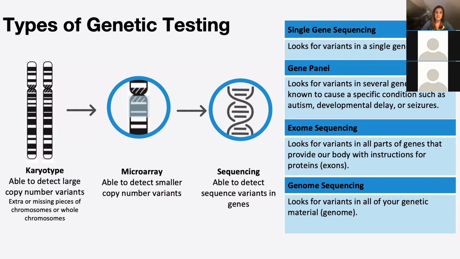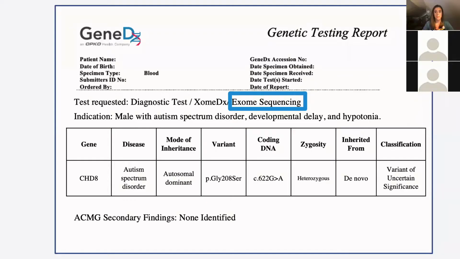And then broader testing can include exome and genome sequencing. So exome sequencing looks at all of the exons, those portions that provide instructions for our proteins, while genome sequencing looks for variants in all of your genetic material or genome. Some labs, exome sequencing and genome sequencing, are also picking up missing or extra pieces of genetic material or those copy number variants through that testing as well.